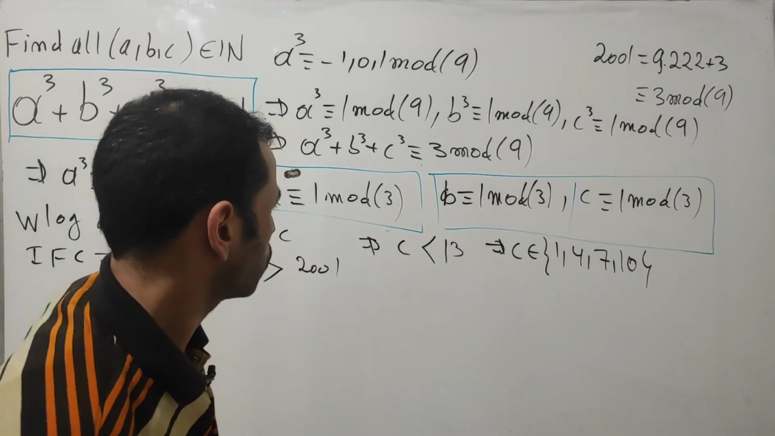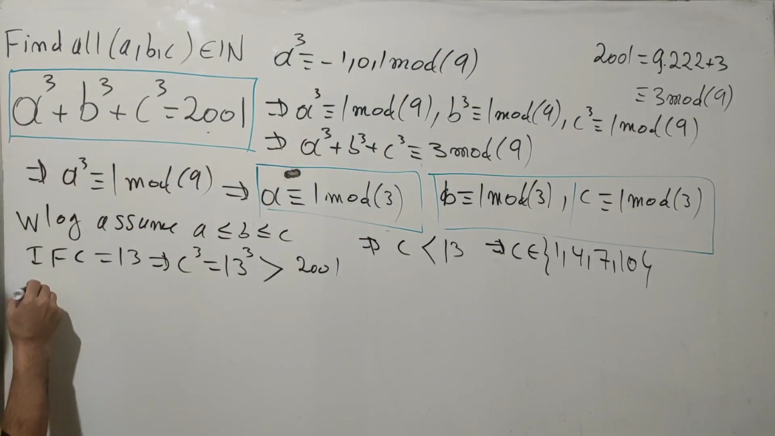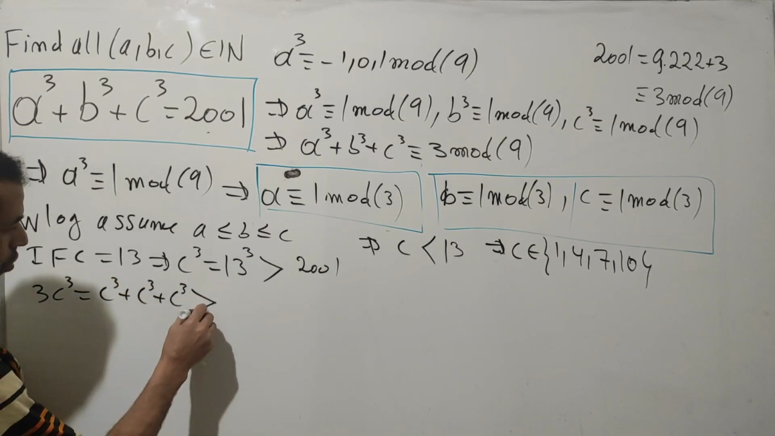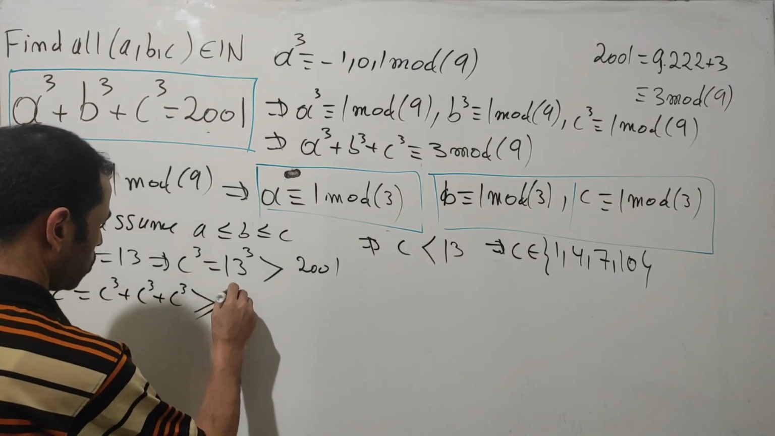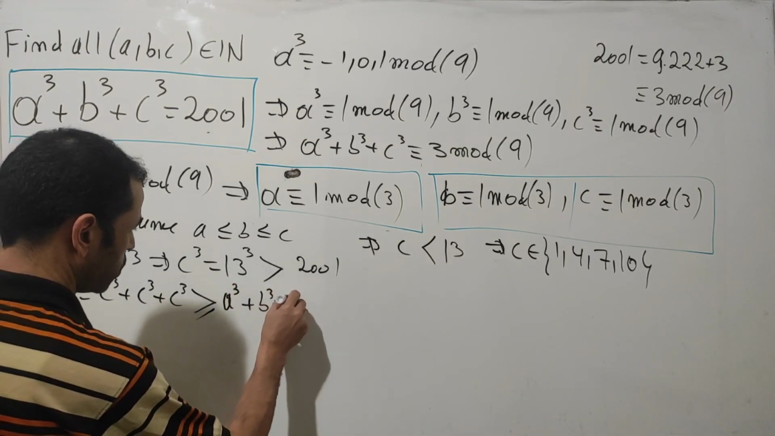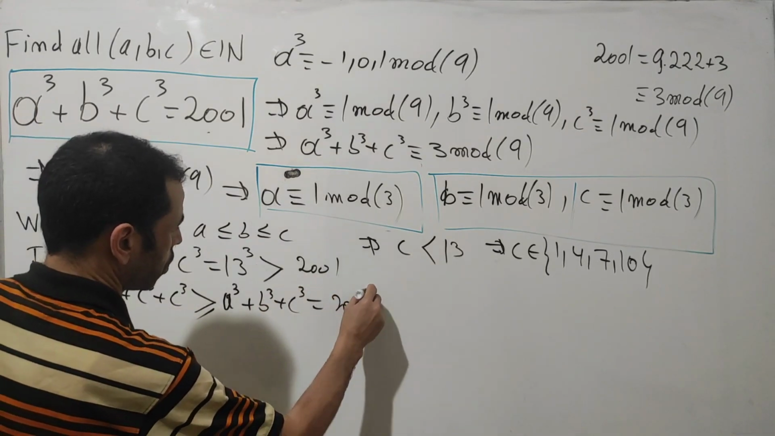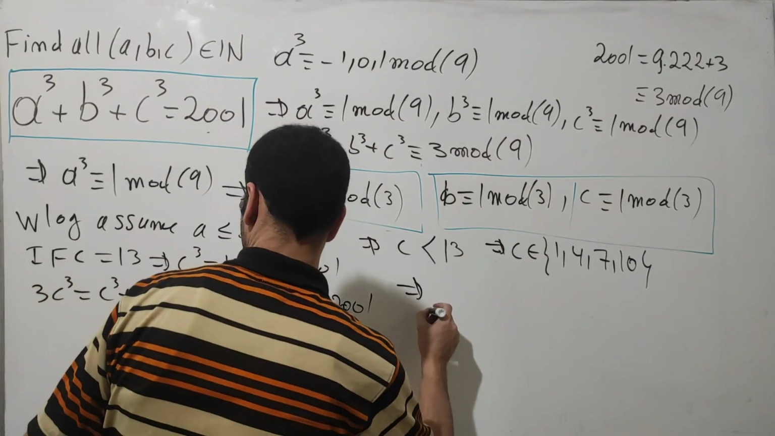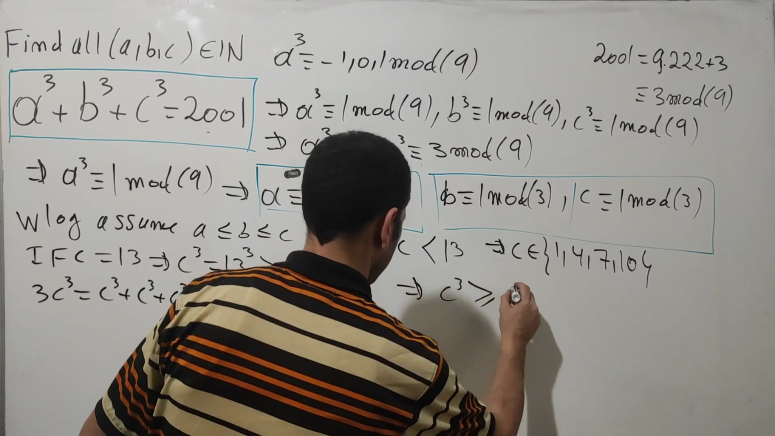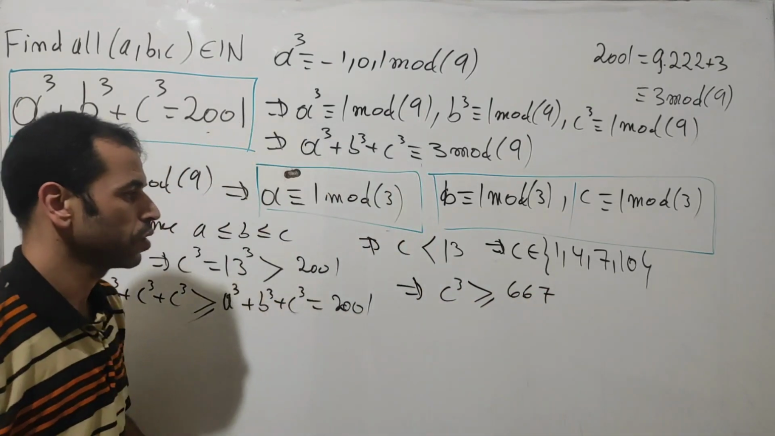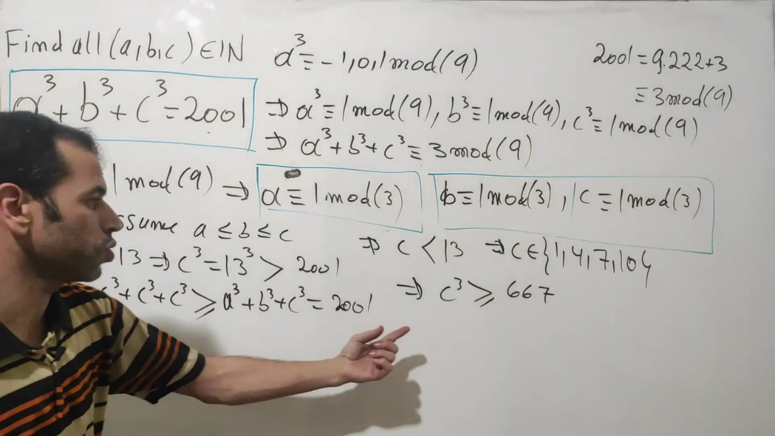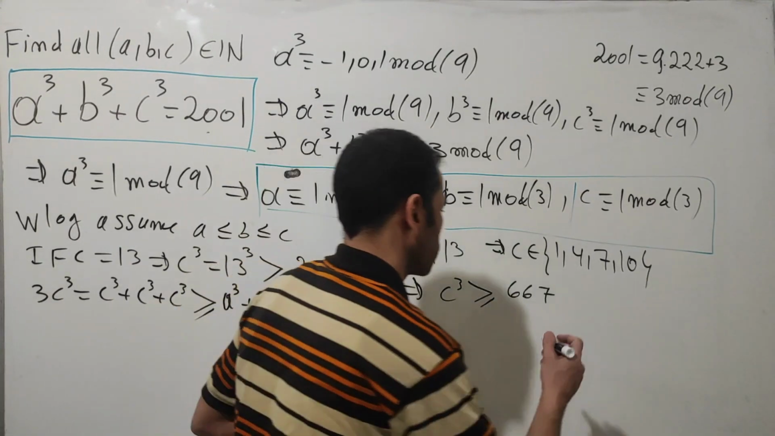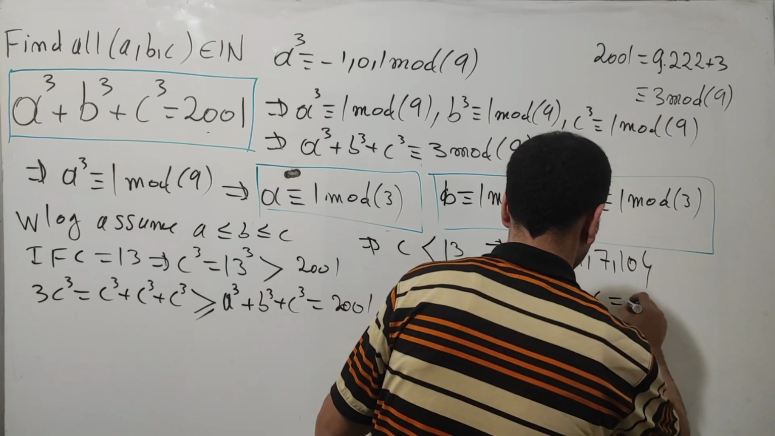So now also we know 3c cubed equals c cubed plus c cubed plus c cubed, which is superior or equal to a cubed plus b cubed plus c cubed, which equals 2001. So dividing both sides by 3 is going to give us c cubed is superior or equal to 667, because dividing 2001 over 3 is going to give us 667. So taking the cube root on both sides, immediately c is taking number 10.